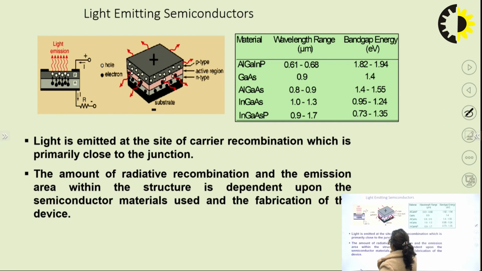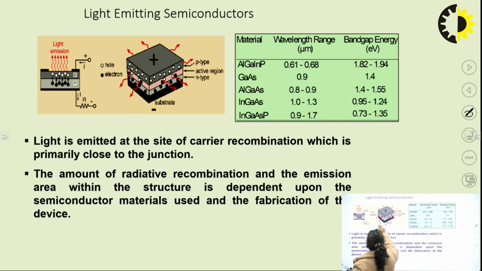If you see here, there is a bottom region which is called the substrate, in the same way as we have done in the MOSFET. So the bottom region is the substrate. There are two regions, obviously P and N type, and in between the P and N type regions there is, we know, a depletion region, but here we call it the active region. So there is an active region.